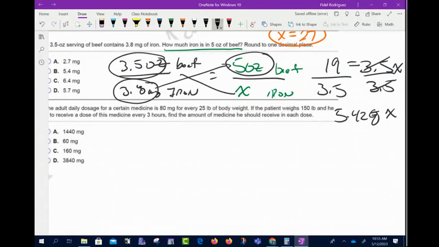5.428. Okay, now, again, we're rounding to 1 decimal place, right? Because it tells you right here, round to 1 decimal place. So 5.4, isn't my choice B? There you go.